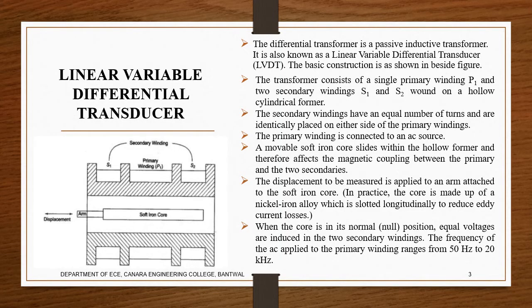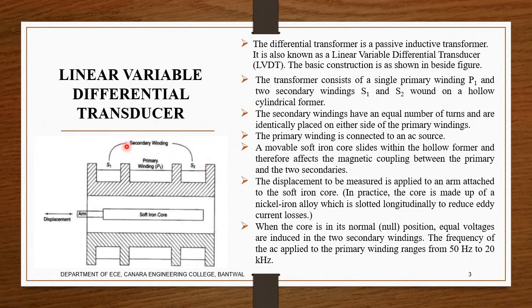So you can see here the LVDT structure. It's a cross-sectional view which has to be observed. We'll go one by one, the structure and how the operation works. This is a differential transformer, which is a passive inductive transducer, also called the passive inductor transformer.